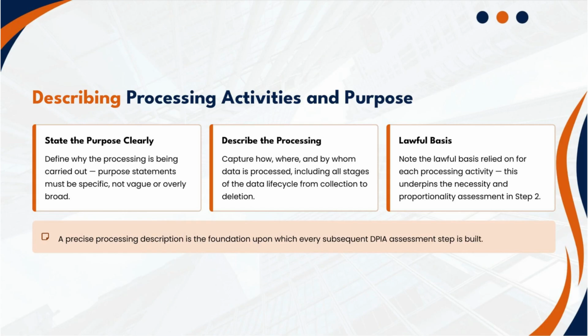Now let's get to the heart of step 1. Describing what you're actually doing with the data and why. This is the part regulators read first, so let's make it strong. What does a good description really look like? At its core, you're answering 3 simple questions. What data are you collecting? What are you doing with it? And why? That last one, the purpose, is crucial. The law expects a clear, specific, legitimate reason, not something vague like for business use.